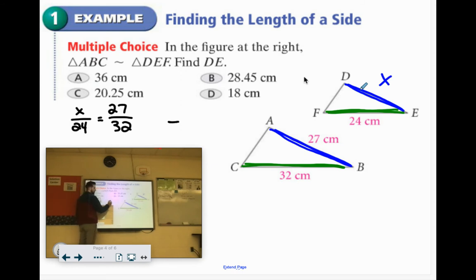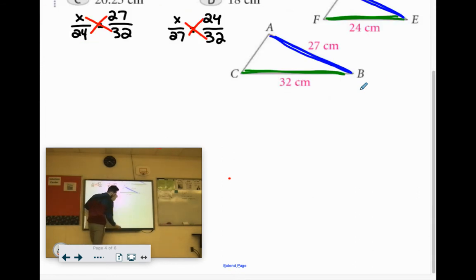Let me show you another way. Let's say I was like, okay, well, x matches up with 27. So I did small triangle over the corresponding big triangle. So the other fraction, I would have to do small triangle over big triangle, which would give you 24 over 32. But if you look at either way we set it up, our cross products are x and 32 and 27 and 24. Now, if you'd like, you can always simplify a fraction before you multiply.